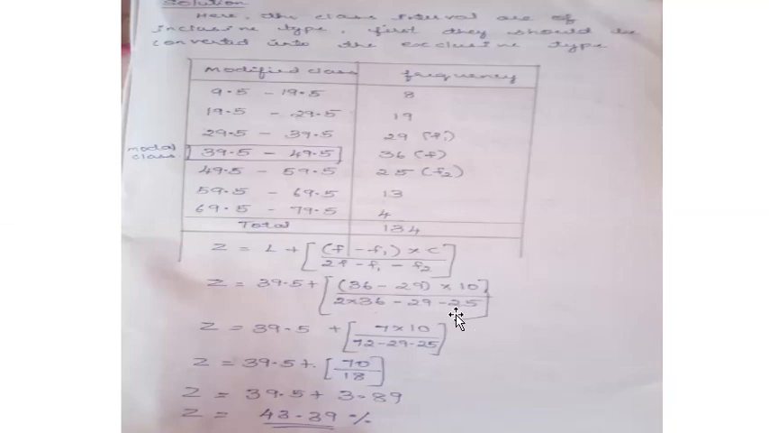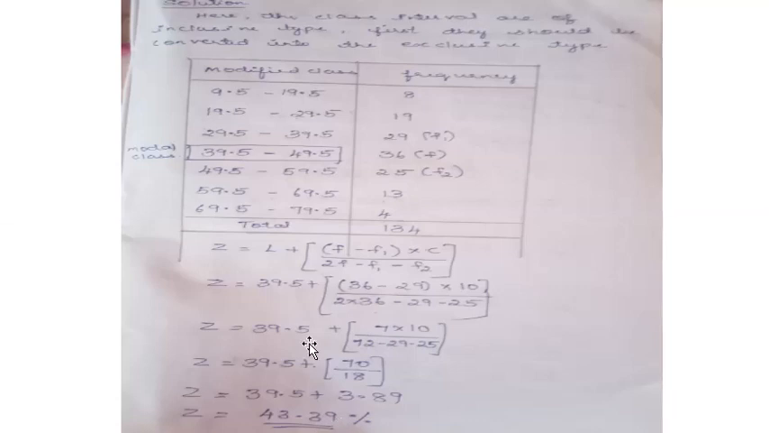F2 is 25. Okay. Now Z is equal to 39.5 plus (36 minus 29, 7) into 10 divided by 2 into 36, 72 minus 29 minus 25. Next, 39.5 plus 7 into 10, 70, divided by 72 minus 29 minus 25. So if you deduct all these, you will get 18. Then 39.5 plus 70 divided by 18, you will get 3.89. So the answer is 43.39.